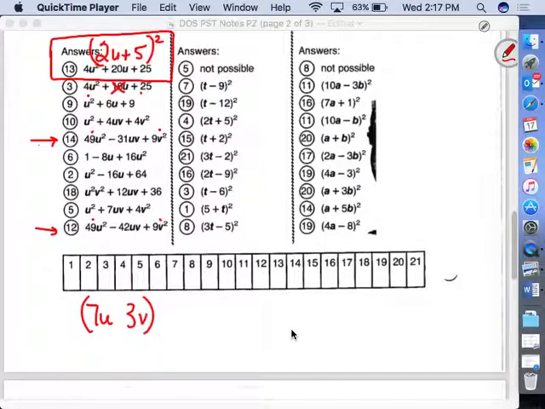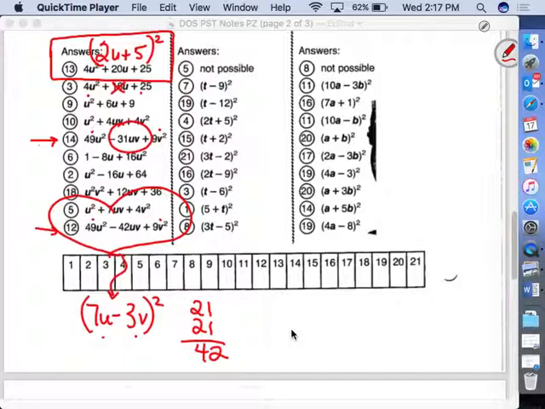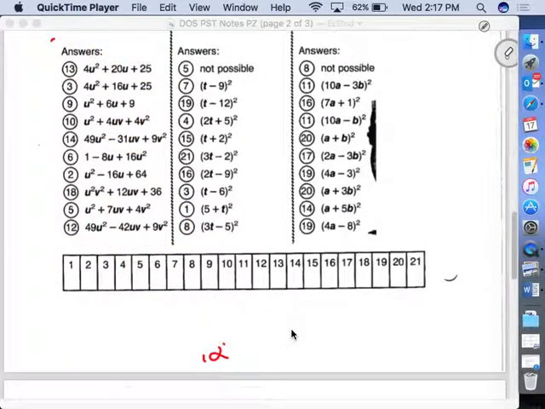I notice that both have subtraction, so I just need to test for my middle term. 7 times 3 is 21, so I need the trinomial that has a middle term of 42. So that means that number 12 could be generated by multiplying 7u minus 3b times itself. Notice that number 14's term in the middle is negative 31, and that cannot be generated by adding 21 to itself. Let's see, let me erase this and move up to check out a few other patterns at the top.